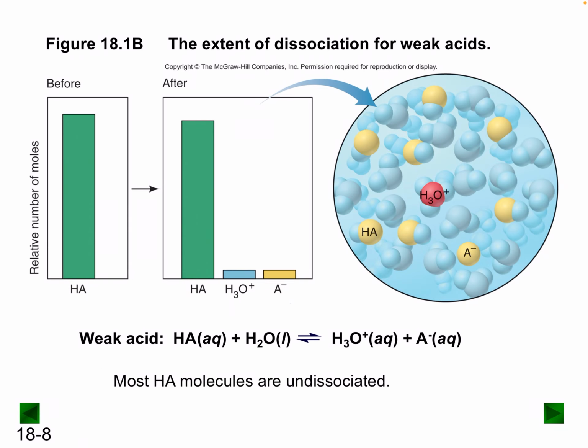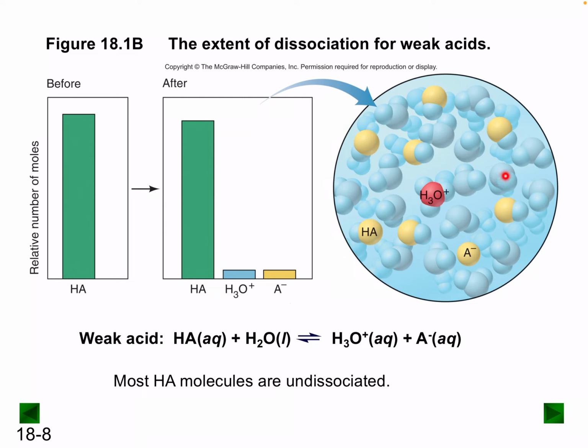Now let's look at what's going to happen if you have a weak acid. Extent of dissociation for weak acid. Now this is your weak acid, green in color. You put it into water, that also dissociates to give you hydronium and A minus. But what about the HA molecules? Most of the HA molecules are undissociated. It only dissociates a small amount, hydronium ions and A minus right here. And these are HA molecules, HA, HA, HA. You can see lots of HA molecules are undissociated.